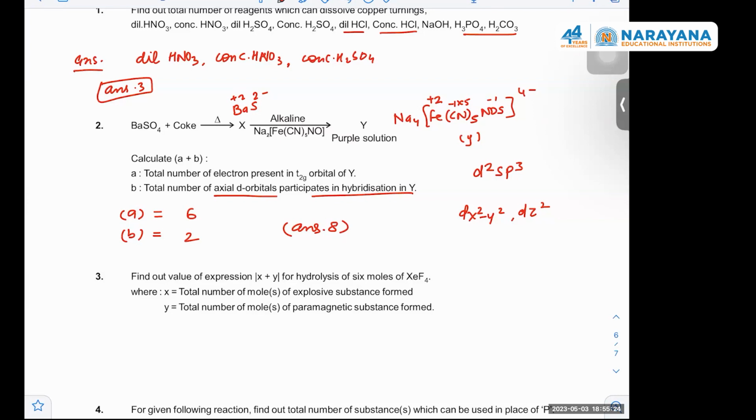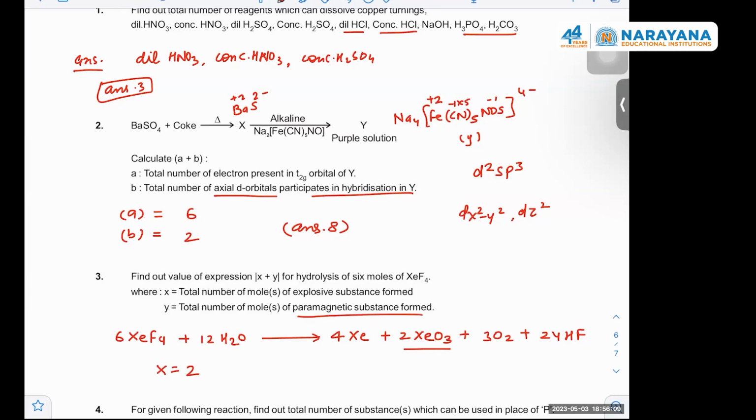Okay. The complete hydrolysis will be like 6 XeF4 plus 12 H2O. It will give us 4 Xe, 2 XeO3, 3 O2, and 24 HF. In this situation, the balancing is important. I'm writing the complete balanced equation. So how many explosive substances are formed? X equals 2, XeO3 is also explosive. And the total number of moles of paramagnetic substances formed: O2, that means 3. Okay. So the answer will be 5.